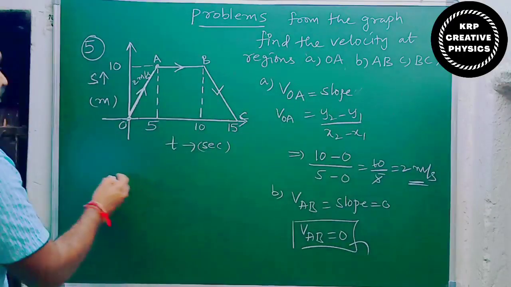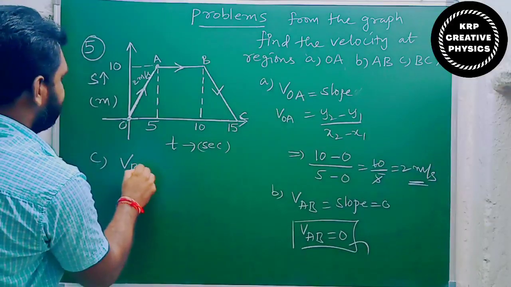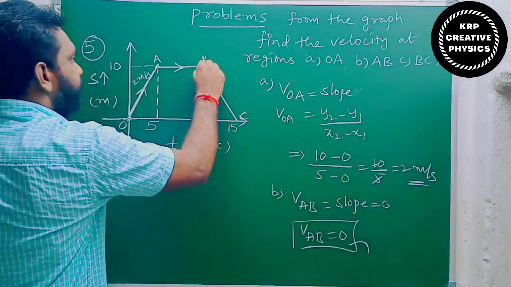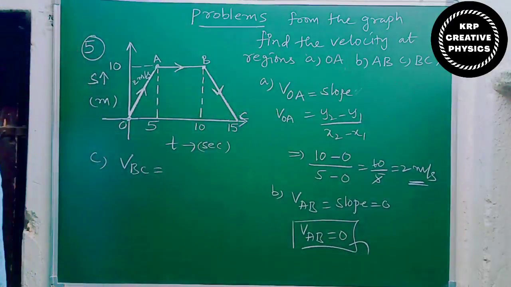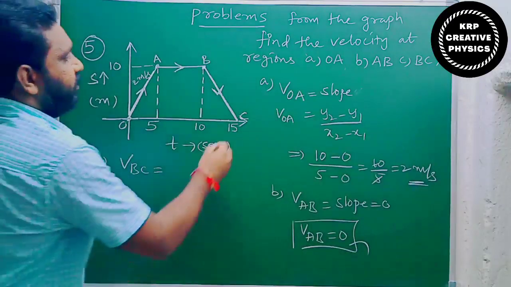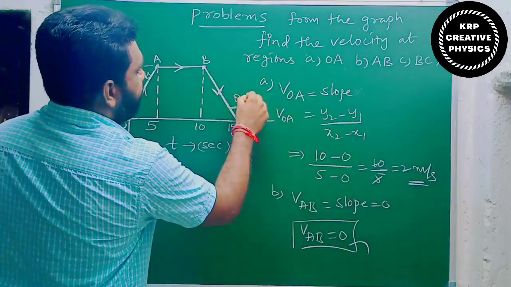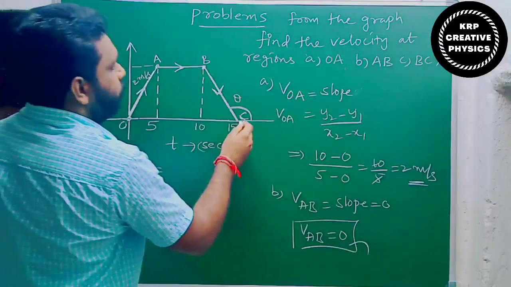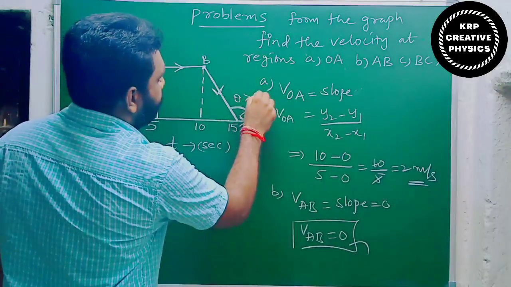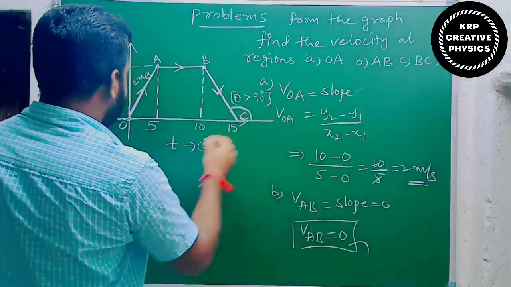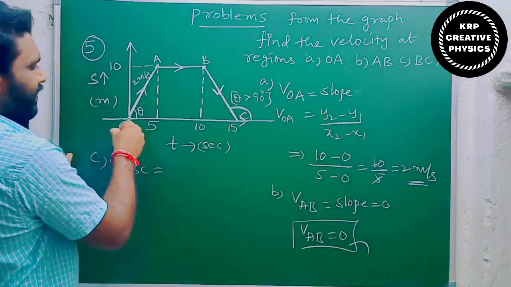Okay. Right. Next C. So here C means what? Region what? Velocity from B to C. This is the region. This is important. Try to observe. Right. So here in this region, during this B to C region, velocity becomes negative. You should observe here this angle. So angle is more than 90 degrees now. So angle is greater than 90 degrees. So that's why velocity in this region becomes negative.